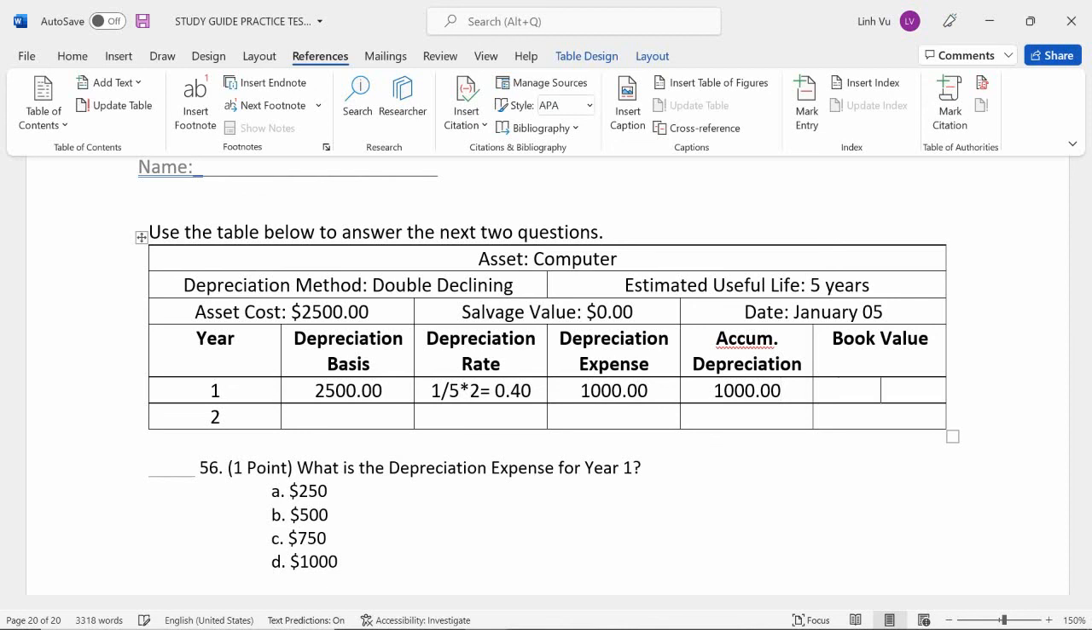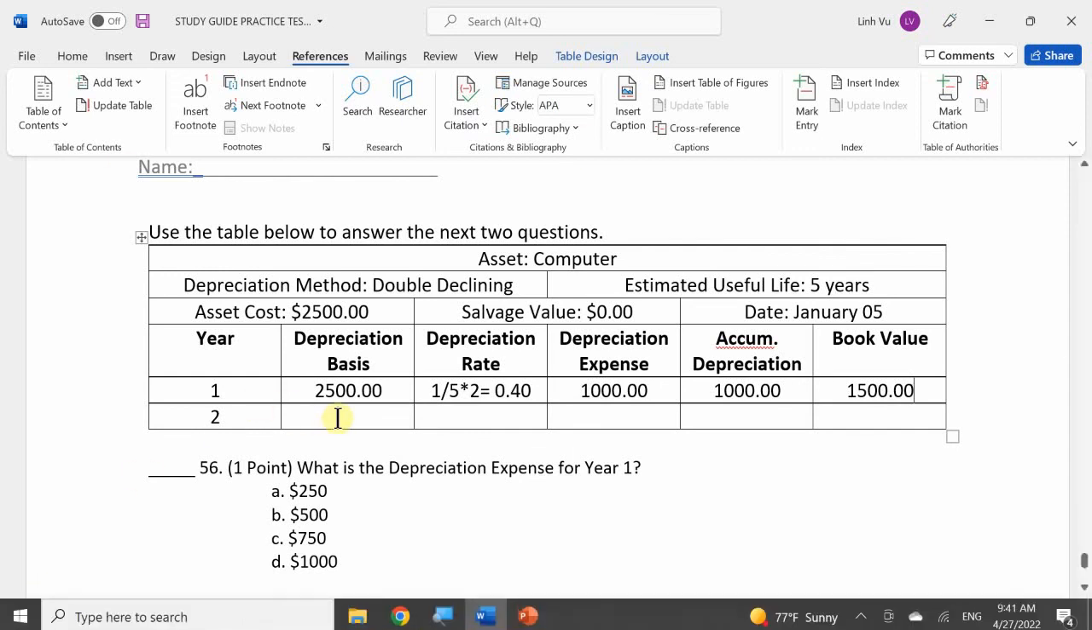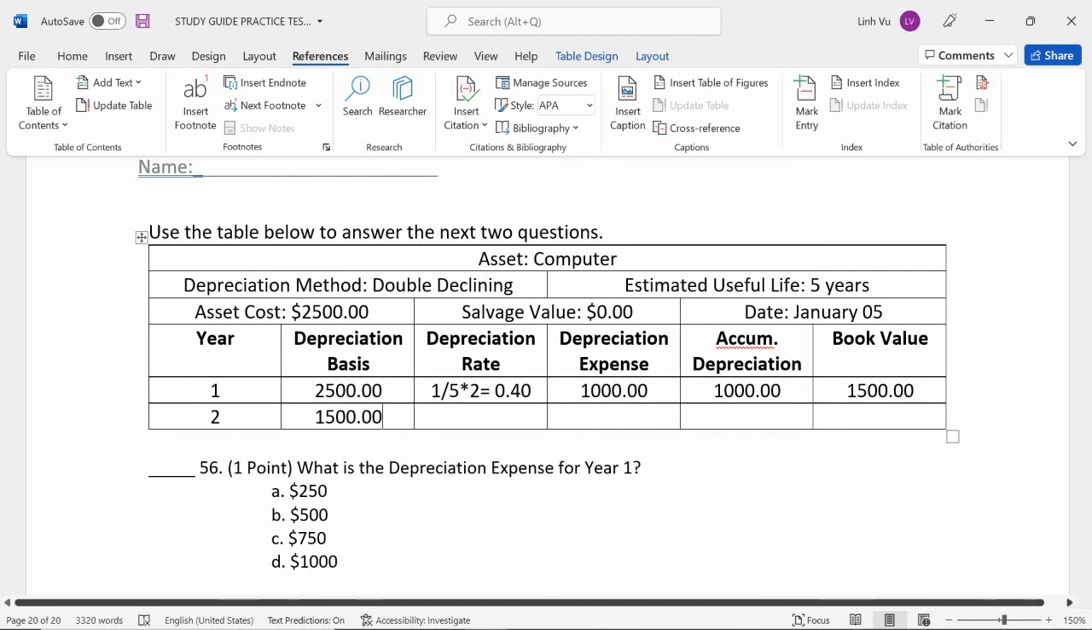Okay, so what's your book value for year 1? 1,500, right? You're going to take your cost of the asset of 2,500 minus accumulated of 1,000 to give you 1,500. So then, what is the depreciation basis for year 2? 1,500, because this one is the beginning of the year's book value. If the end of year 1 is going to be 1,500, then that's the same as the beginning of year 2. So in this case, this is the one where you carry the book value over.